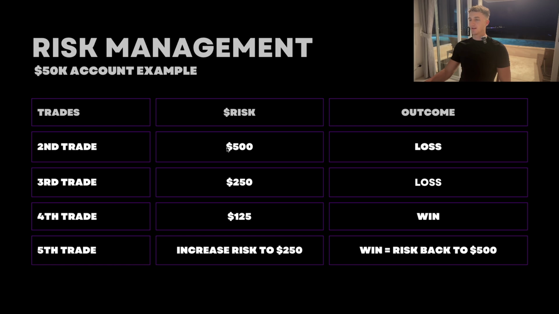First trade, you're risking around 1% of the account. So 1% of a 50K account is going to be $500. Let's say that trade is a loss. Okay, you take a loss. Your second trade, you want to half your position size. Half of 500 is going to be $250.